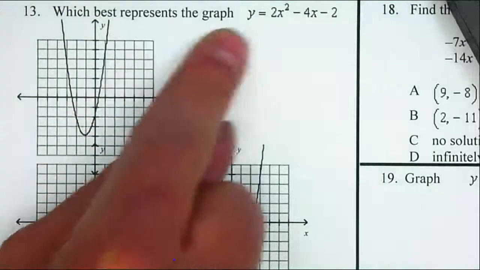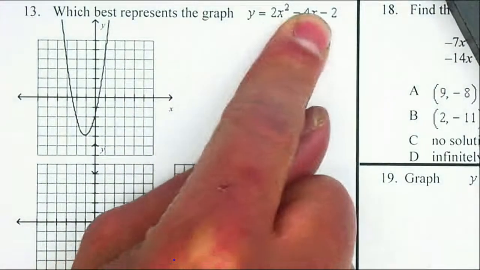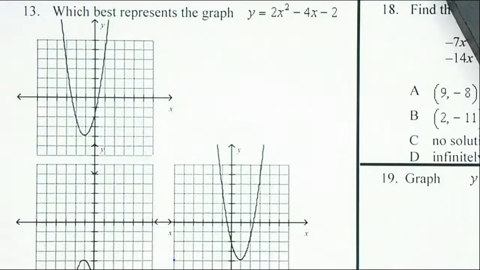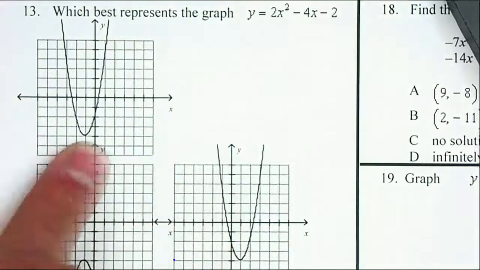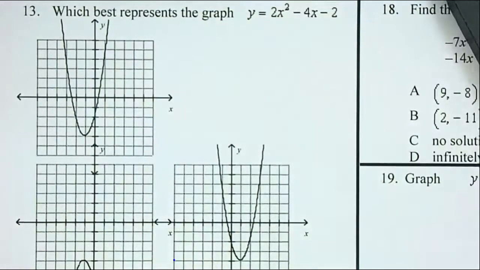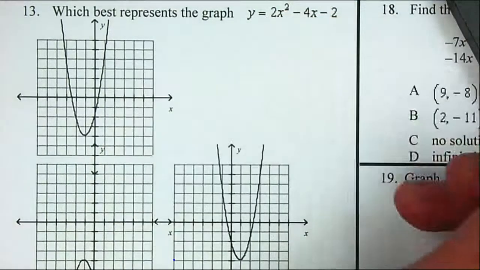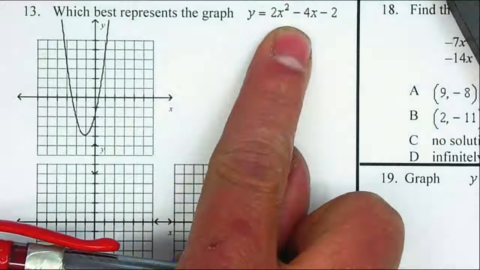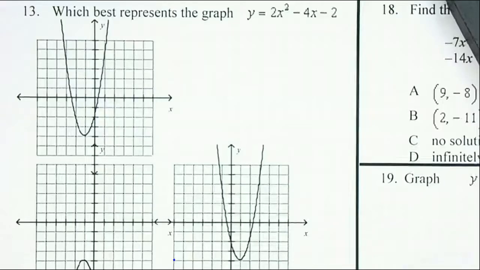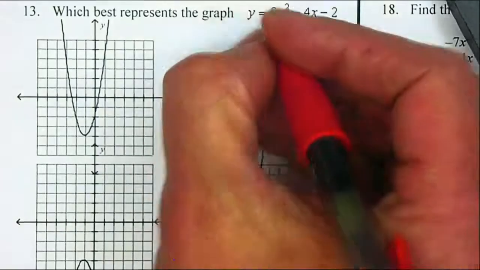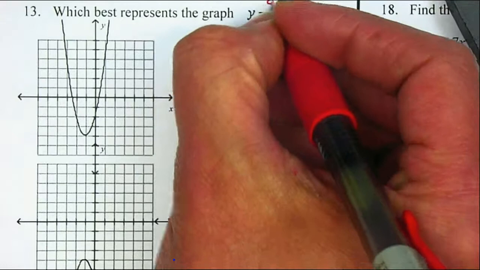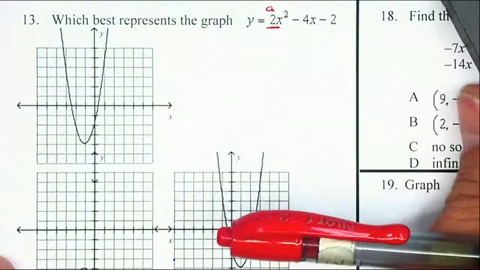Which best represents the graph? They give you a quadratic equation, and they're asking us to find the correct graph. To graph it, first we need to decide if it's facing up or down. So you need to think, which value represents what is facing up or down? Correct, the a squared. The value of a tells you whether it's facing up or down.